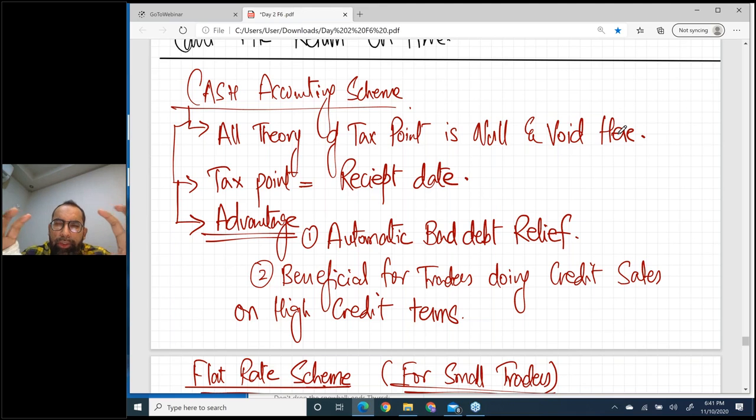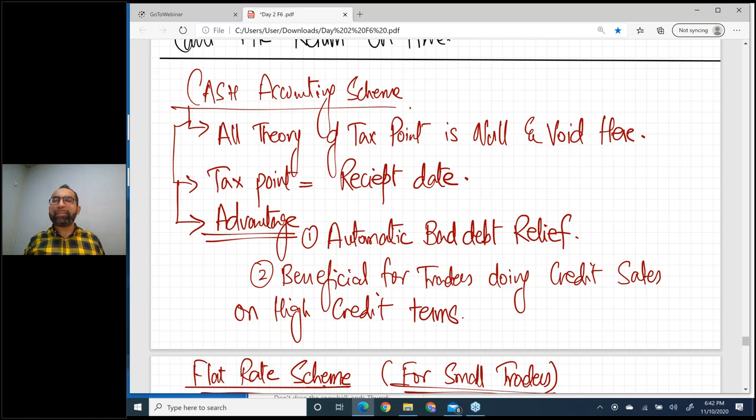In very short, I am explaining you in very short. Listen. If you come to cash accounting scheme, all theory of tax point becomes null and void. I taught you the theory of tax point, the invoice date, the BTP, everything becomes null and void. Forget it.